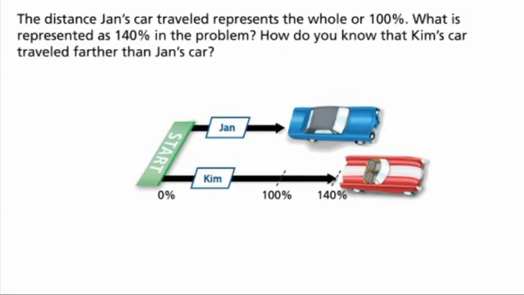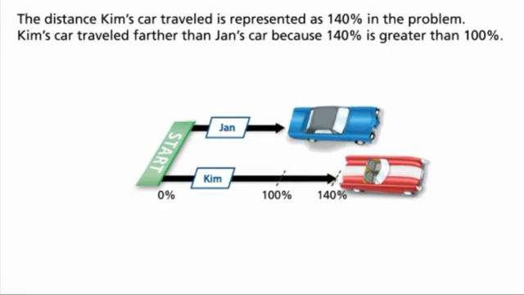The distance Jan's car traveled represents the whole, or 100%. What is represented as 140% in the problem? How do you know that Kim's car traveled farther than Jan's car? The distance Kim's car traveled is represented as 140% in the problem. Kim's car traveled farther than Jan's car because 140% is greater than 100%.